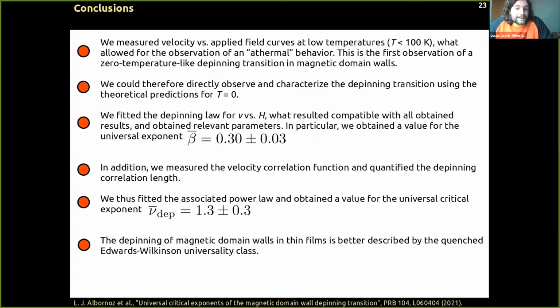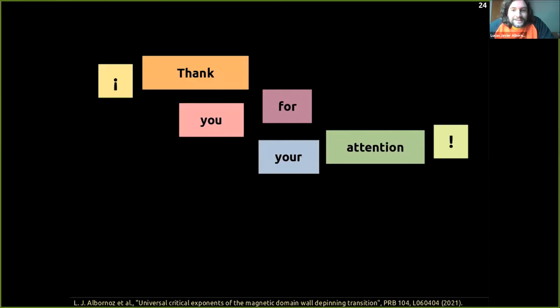And we finally can say that the pinning of magnetic domain walls in thin films is better described by the quenched Edwards-Wilkinson universality class. Thank you very much for your attention.